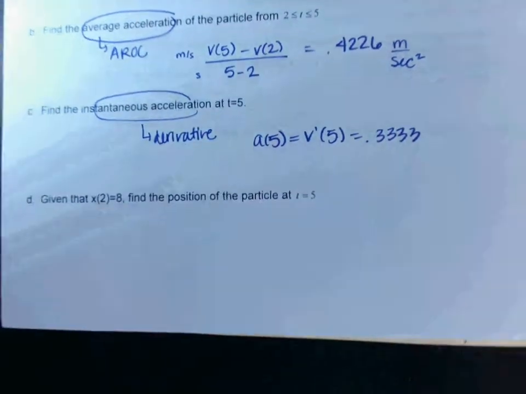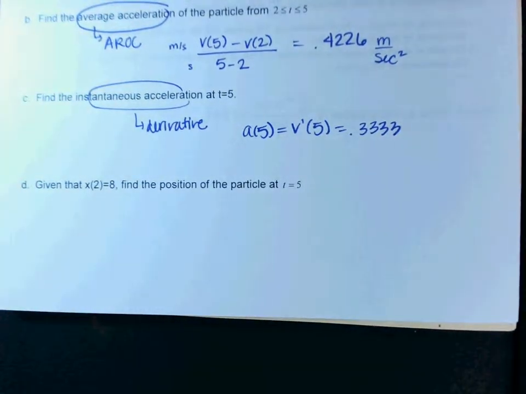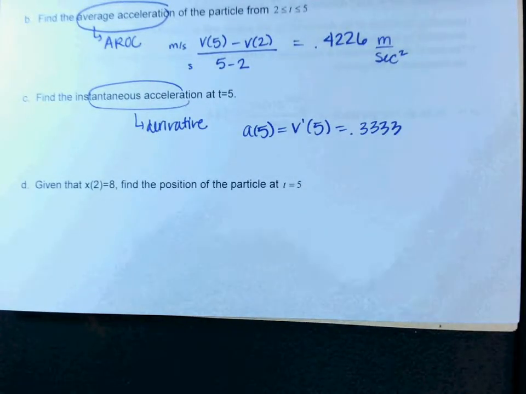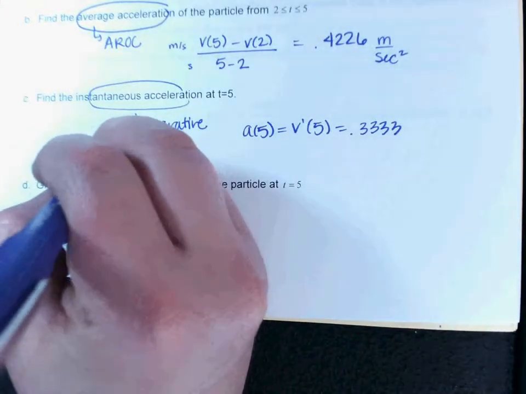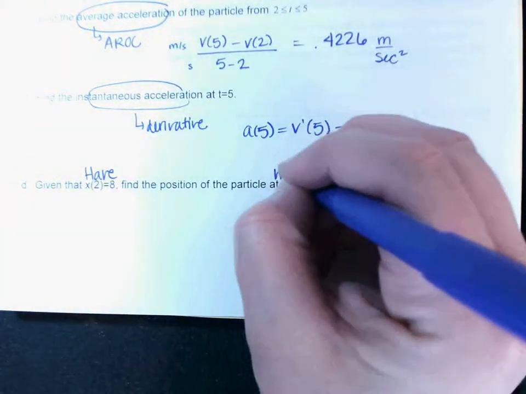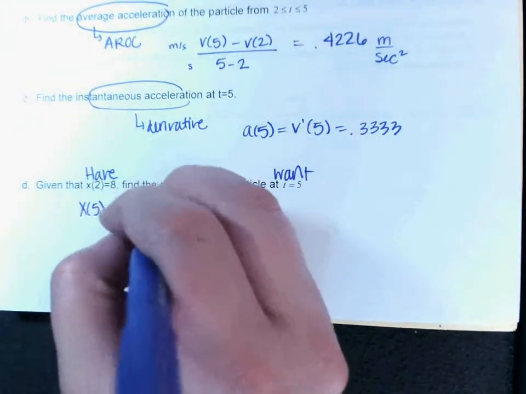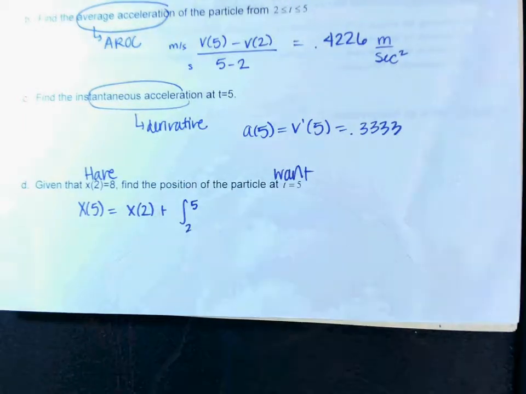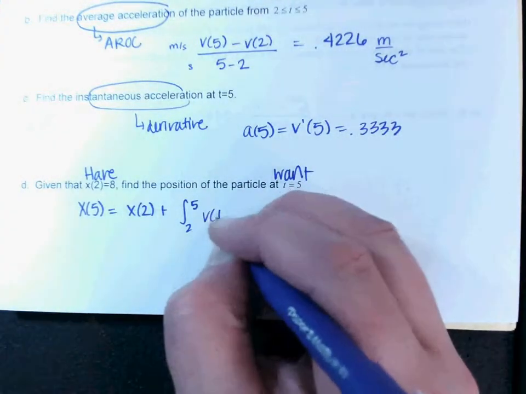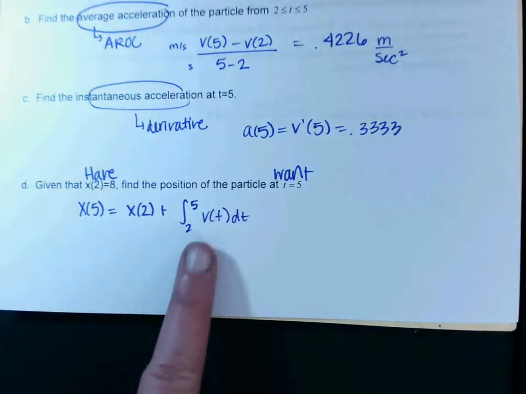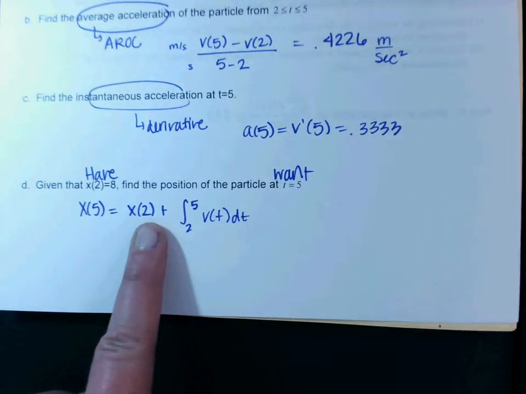Look at part D. It says, given that x of 2 is 8, find the position at 5. So this is your version B. When do I have the position? When do we already have it? At x of 2. When do we want it? X of 5. So it would be x of 5 equals x of 2 plus integral 2 till 5. And then in here you'd put your velocity. Okay, so type that in and then add x of 2 to it. Yep, looks good.